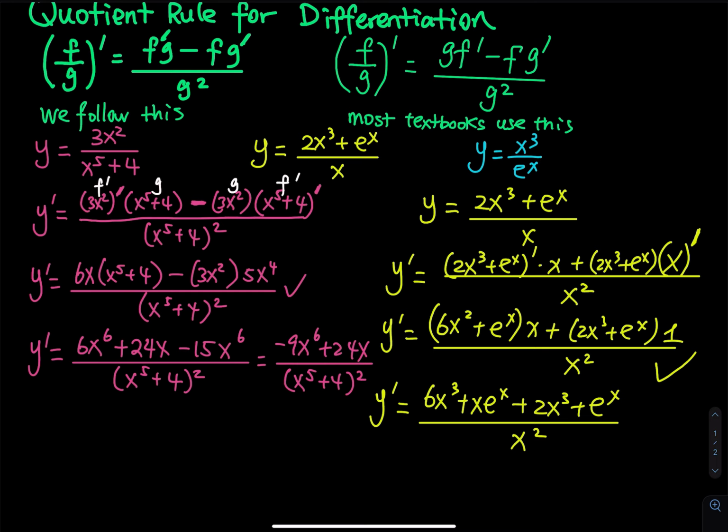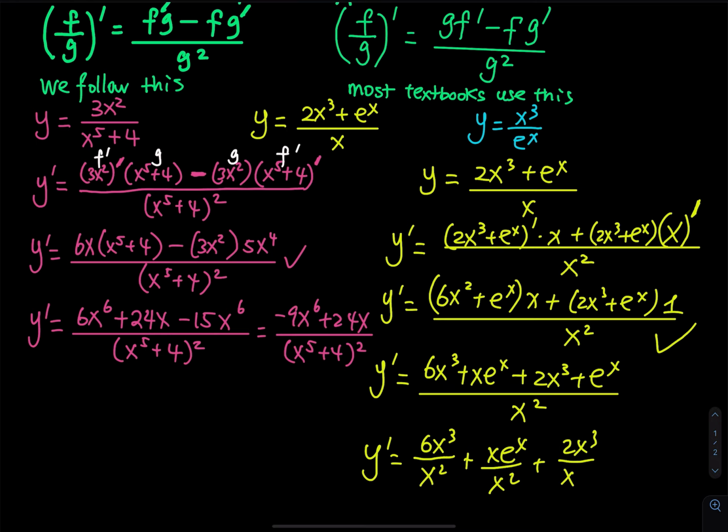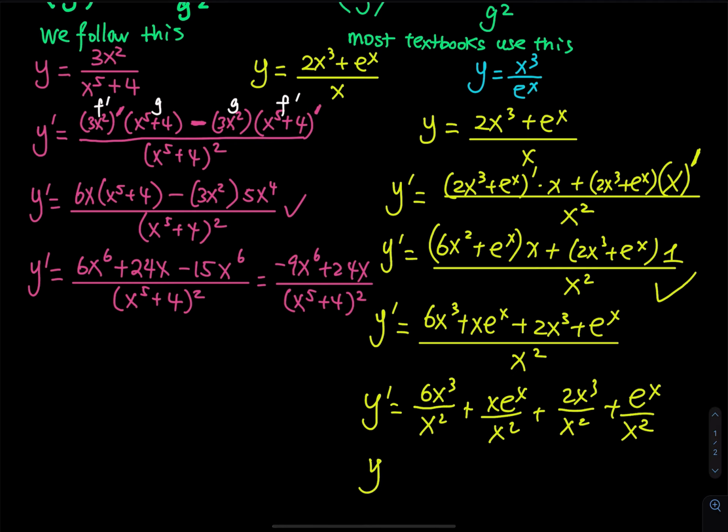I'm not sure if they want you to break this down into individual terms. In case they do, y prime is equal to 6x to the third divided by x squared, plus x e to the x divided by x squared, minus 2x to the third divided by x squared, minus e to the x divided by x squared. I'm not sure if they want you to go this way, but it is meaningless because the purpose of this problem is practicing the quotient rule. So we have 6x plus e to the x divided by x, minus 2x, minus e to the x divided by x squared.